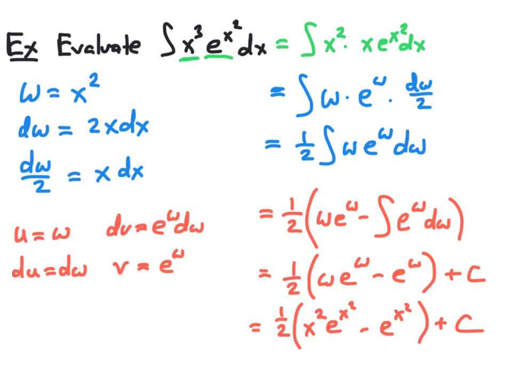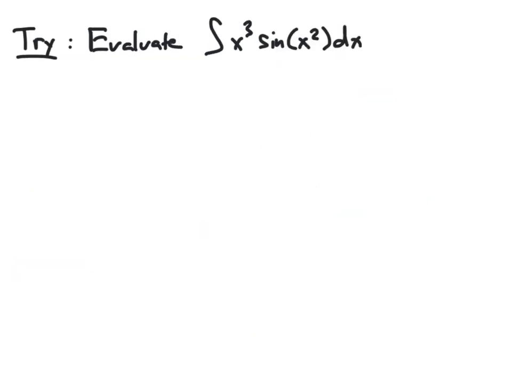And so in order to get this, we first had to make a substitution of w equals x squared, and then use integration by parts on the resulting integral in order to end up with our final solution. If you'd like to try a similar example, you can pause the video and evaluate the integral of x cubed sine of x squared dx. The full solution will appear in a few moments.